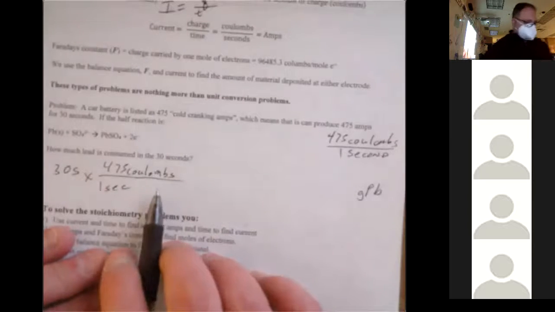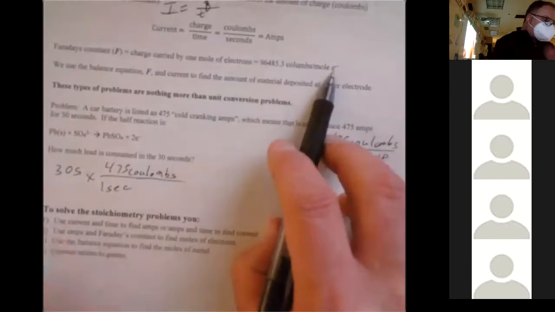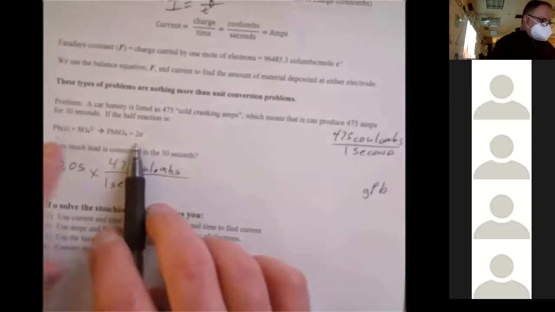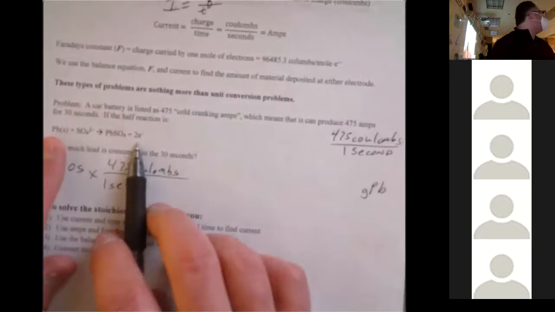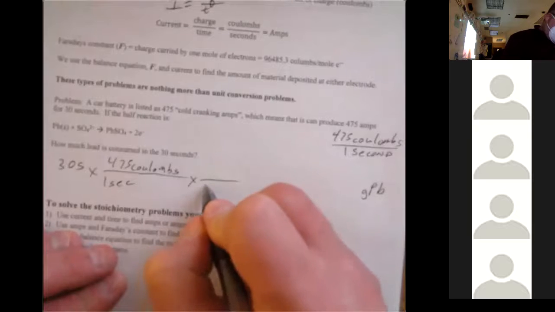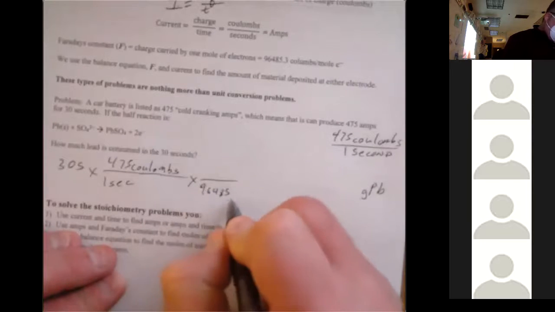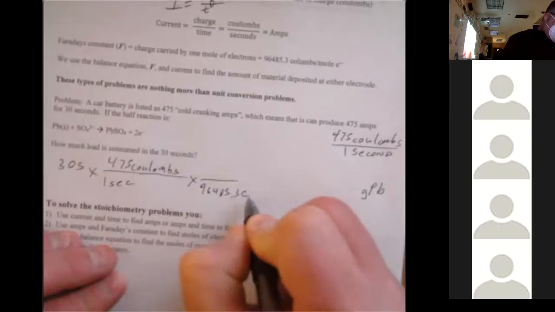So we have coulombs. We know that Faraday's constant can get us to moles of electrons. How many electrons for every mole of lead? 2. So every 96,485.3 coulombs.